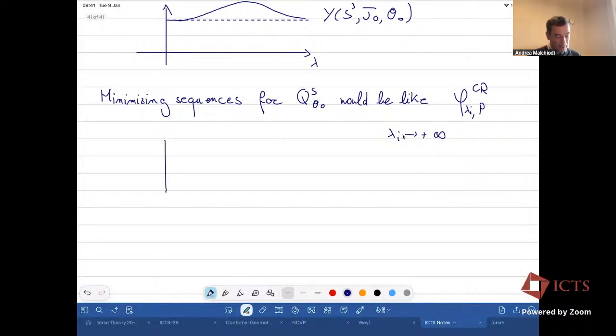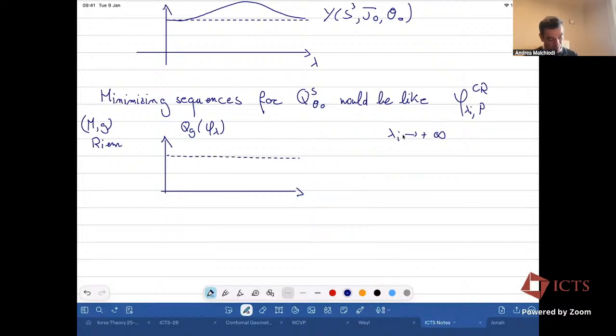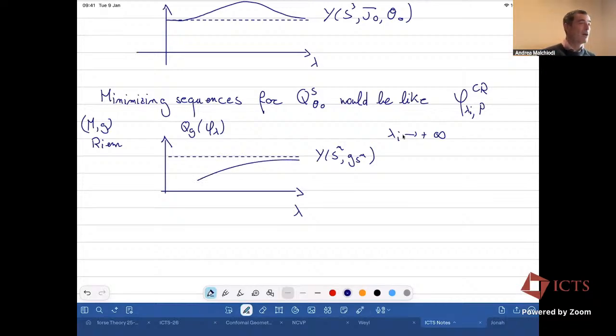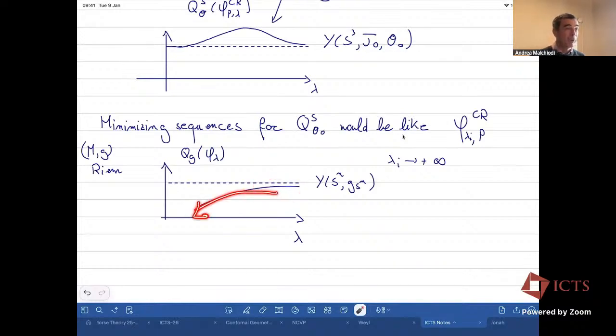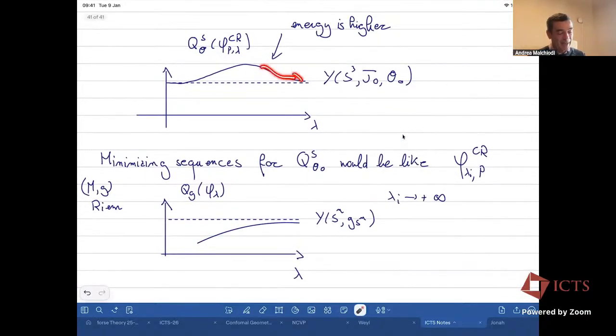So if you draw the same picture on a Riemannian manifold, so this is Q_g of phi lambda. This is for M, g Riemannian. The picture goes the other way. So this would be Y of S^n, g_{S^n}, and when lambda goes to infinity, you approach it from below. We saw it from the expansion of Aubin and Schoen. But this is going the other way around. So in the Riemannian case, minimizing sequences would tend to deconcentrate, so lambda gets smaller. In this case, for a minimizing sequence, lambda gets higher.